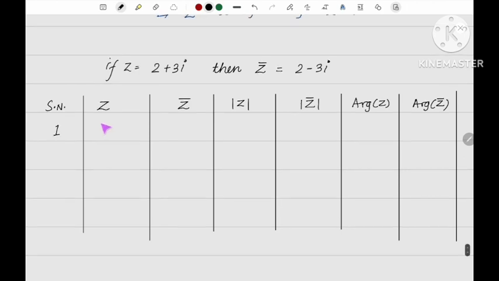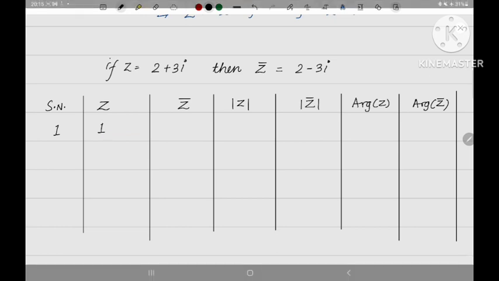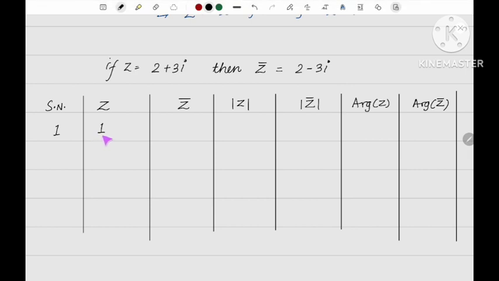If z is 1, so what is z bar? So z is 1, that means the imaginary component of this complex number is 0, that means this is a real number lying on the real axis. So the mirror image of this with respect to the real axis will be the number itself, right? So z bar will become 1.